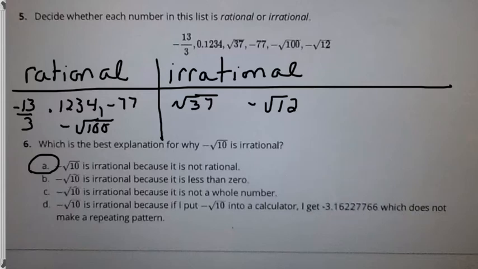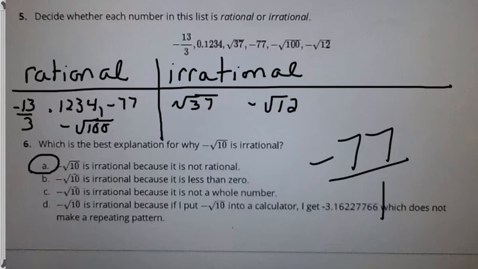The third one is square root 37, and I cannot write that as a fraction because I know that it's a little more than 6. It's probably around 6.1. But there is no exact number times itself that will be exactly equal to 37, so the square root of 37 is irrational. And the next one is negative 77. I could write that as a fraction. I would just do this, negative 77 over 1.